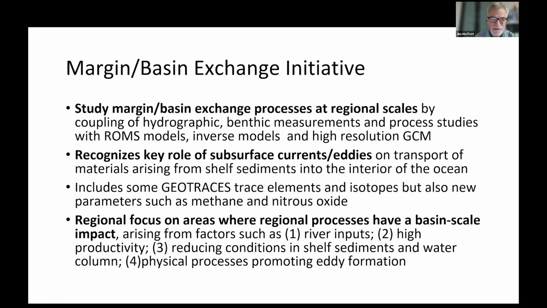So these are the things that we were focusing on: margin-basin exchange processes, the role of subsurface currents and eddies. And here I'm talking about eddies at the sub-mesoscale level. So not the things that are important in cross-shelf exchange, but materials that were mobilized by the much smaller eddies that Matt has been talking about. And in contrast to GEOTRACES, which has a basin-scale objective, we are looking at more of a regional focus.